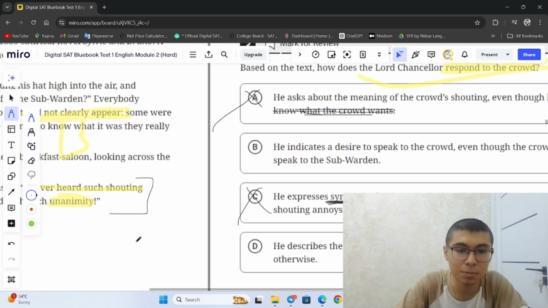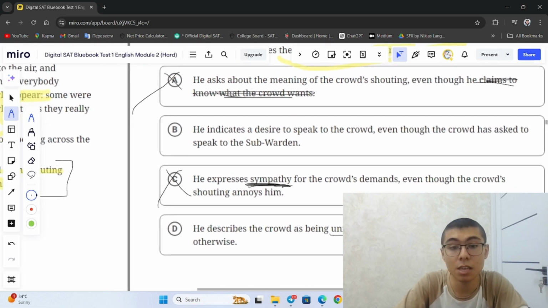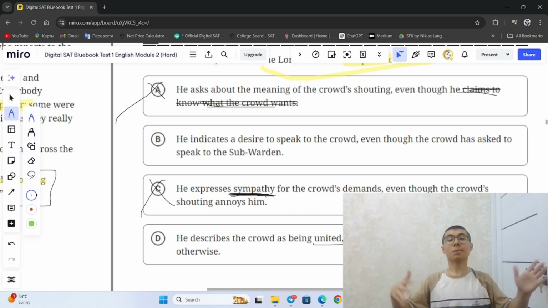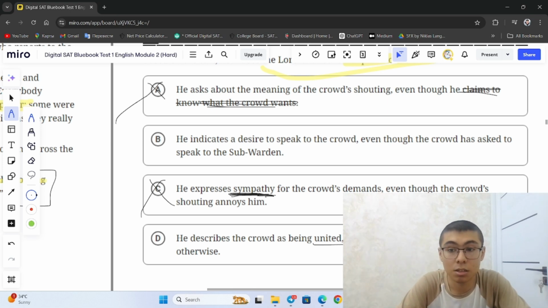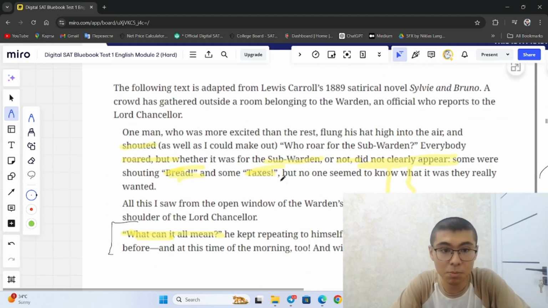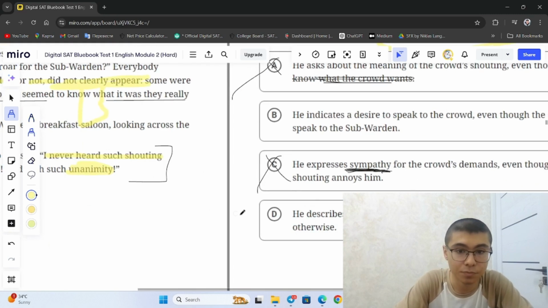D: It describes the crowd as being united. Yes, united means unanimity, even though the crowd clearly appears otherwise. Although the crowd is not that sort of united, the Lord is describing the crowd as being united. So, how do we know that the crowd clearly appears not united? Because some people are shouting bread, some people are shouting taxes, but no one knew what they really wanted. So D is correct.